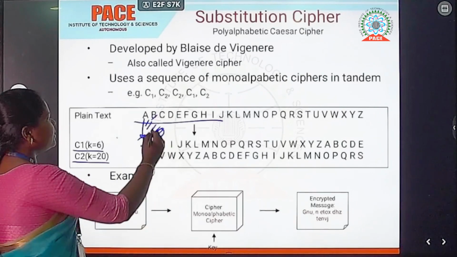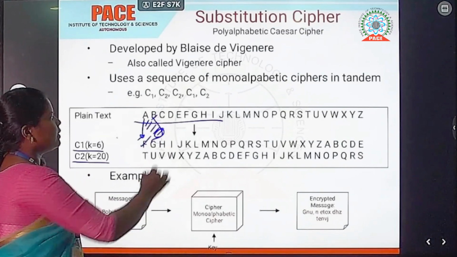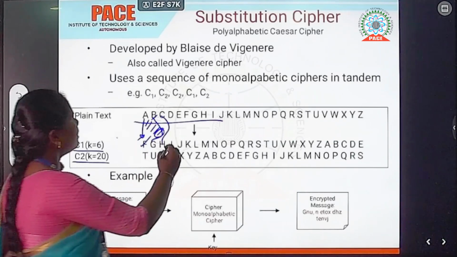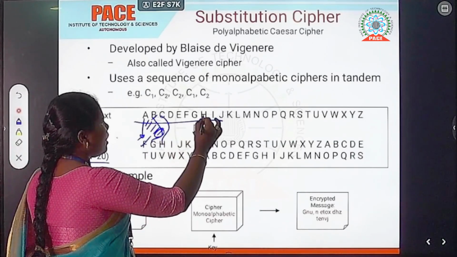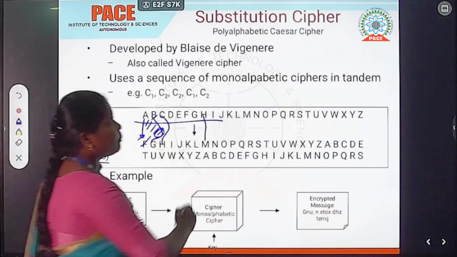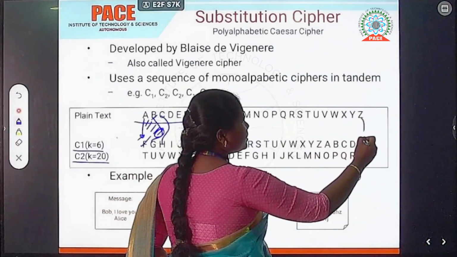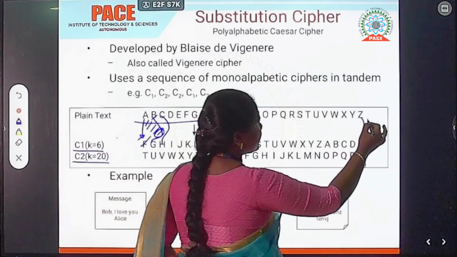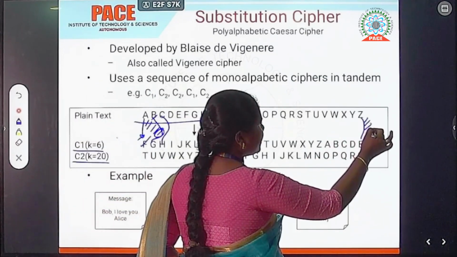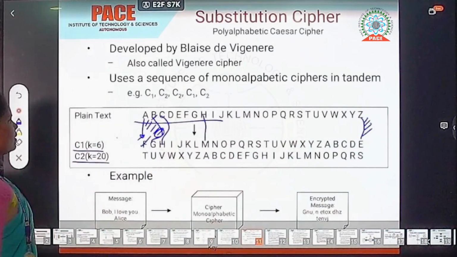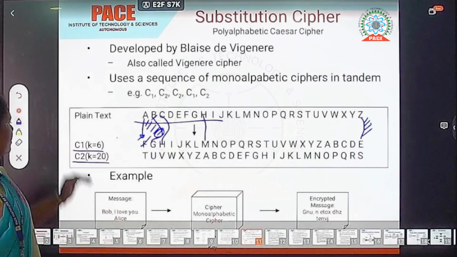For C, the sixth letter is H. After H, the sixth letter is M. Up to Z, after Z, the sixth letter is E. For example, Z, A, B, C, D, E. That is the K1, key 1. That is the ciphertext 1. Coming to C2, ciphertext 2.